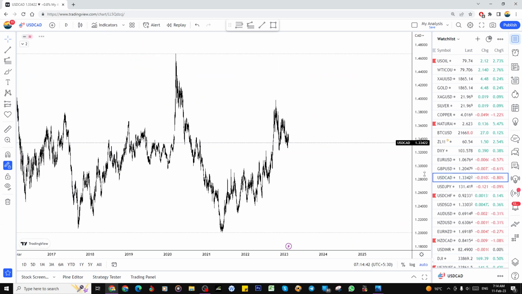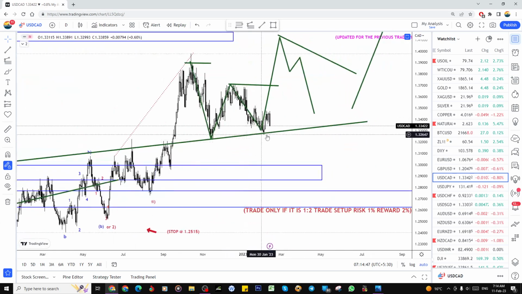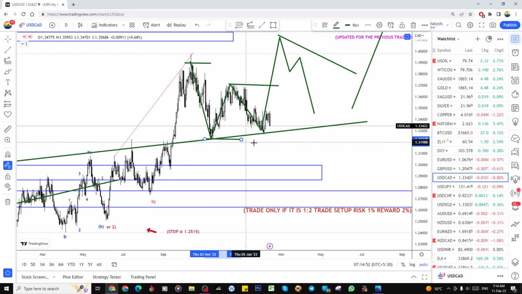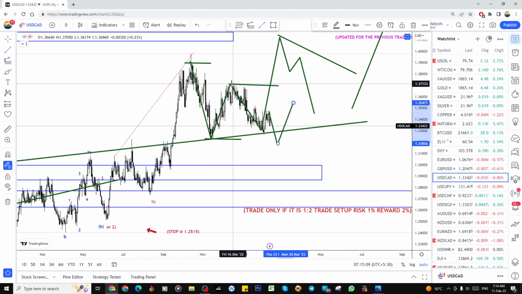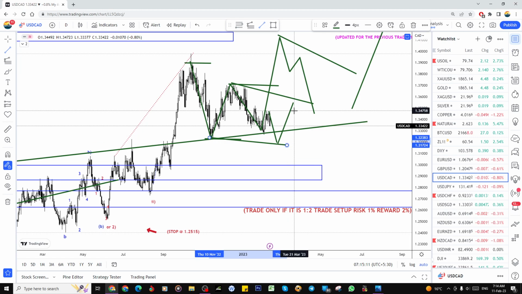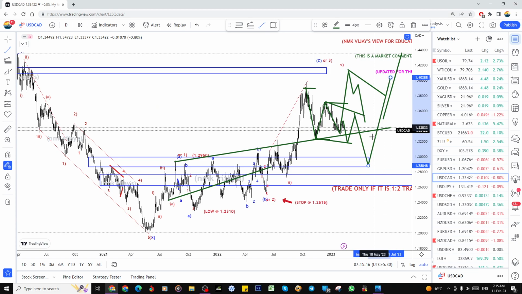So USD CAD, same pattern, nothing changed. The correction part, and it has not yet broken the previous low. So one impulsive wave here to the downside. After this I'm looking for the 3-wave structure. So if it breaks this low, for example, if it breaks like this, and again I'm expecting this impulsive wave, this will be the corrective part. One more impulsive wave to the downside. After this I'm expecting this one.